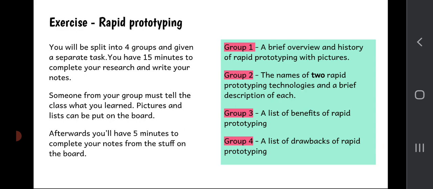It was a game changer when it came in, because instead of you waiting months for a prototype to arrive, you could get a prototype back from a 3D printer in a couple of hours. And it became cheap and it became easy to do and really useful for product design.